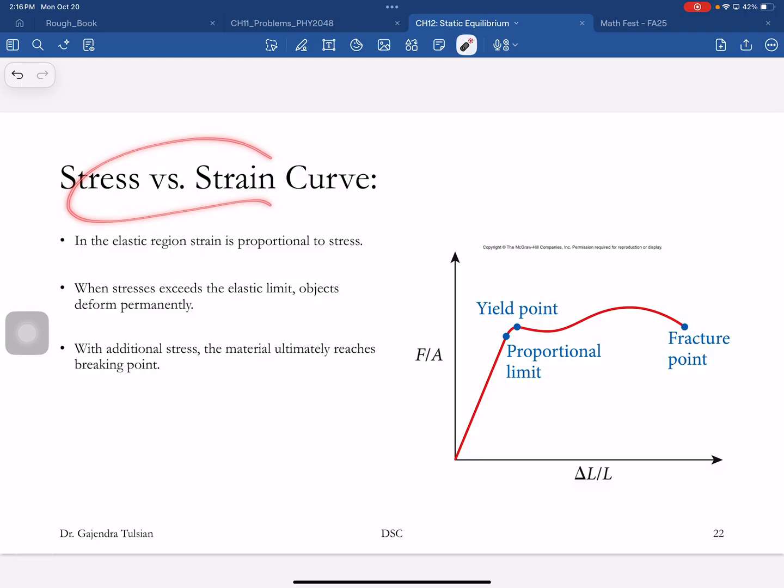So for most materials, you plot these stress versus strain curves. What this is showing you is you're applying this stress, and this is how much it deforms. As long as you're within the proportional limit, what this means is if you double the stress, the strain will double. As long as you're in the linear region, if you double the stress, the increase in length will double. That's what this means.